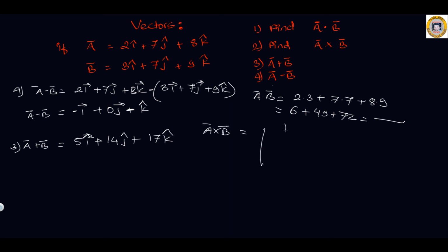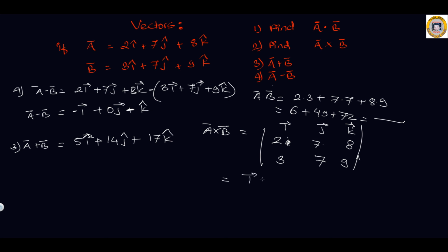I'll take the determinant of this, which is the easiest technique to find the vector product. Now write the a vector. A vector is 2i, let me write only the component part, 7j plus 8k. Similarly, my b will be 3, 7 and 9. Now take the determinant of this matrix.